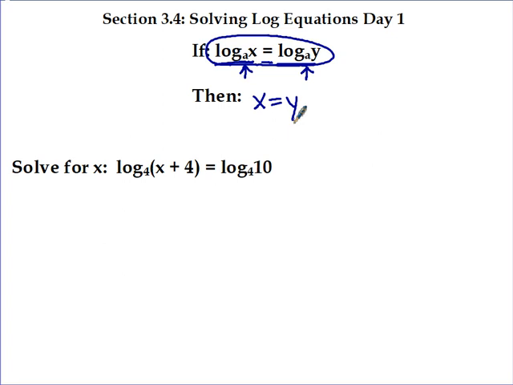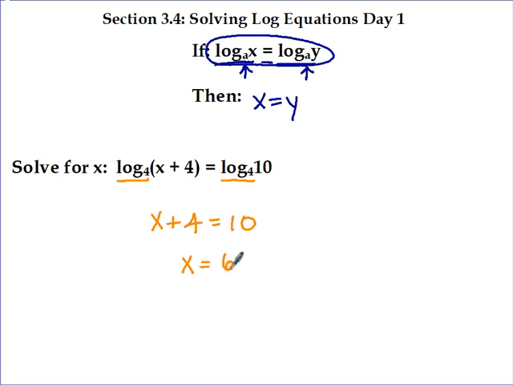Now this is a property of logarithms, but don't think of it as you're canceling the logs or you're dividing by a log. That is not what's happening here. The property says that if log base A of x equals log base A of y, then x must equal y. So if I have this equation down here, log base 4 of x plus 4 equals log base 4 of 10, since it's the same logarithm and I have nothing else going on, I can say x plus 4 equals 10. So I'm just using this theorem, log equals a log, there's my equation, and now I can just solve for x by subtracting 4 from both sides.